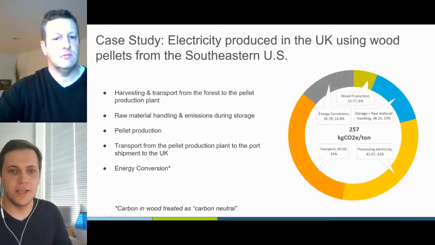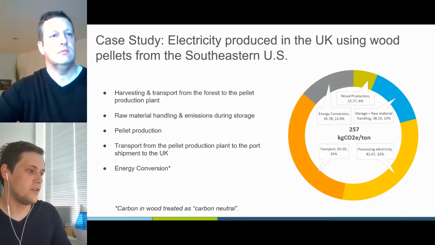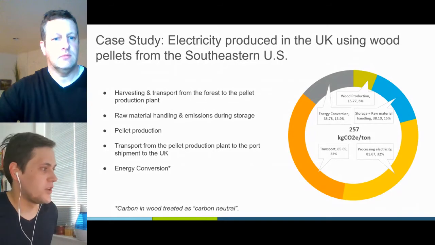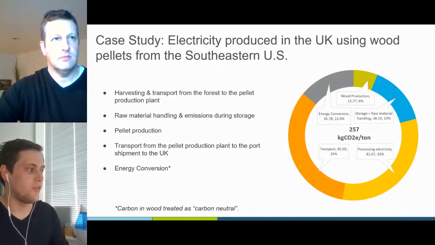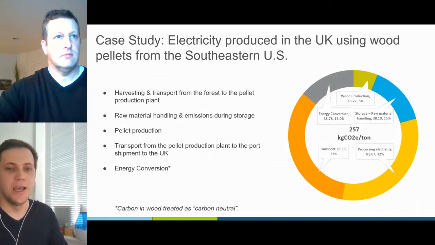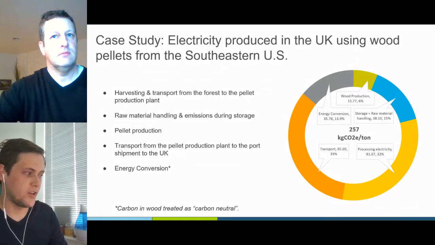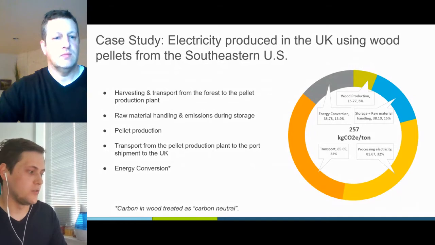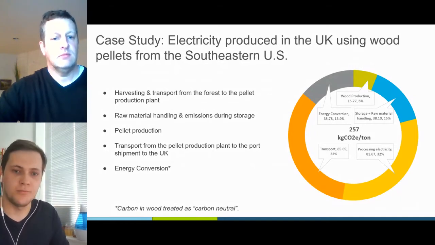So in this case, the case study we did for the UK using wood pellets from the southeastern US, we looked at harvesting and transportation of forest products to the pellet production plants. We looked at raw material handling, as well as emissions during storage, obviously wood pellet production, and then transportation all the way to the UK to be able to combust it in a power plant, as well as the energy conversion, which again holds the carbon neutral assumption that Paul will discuss later on.